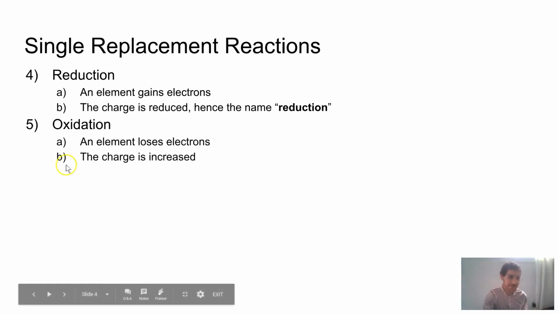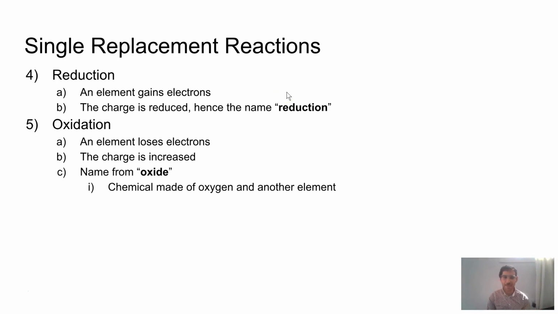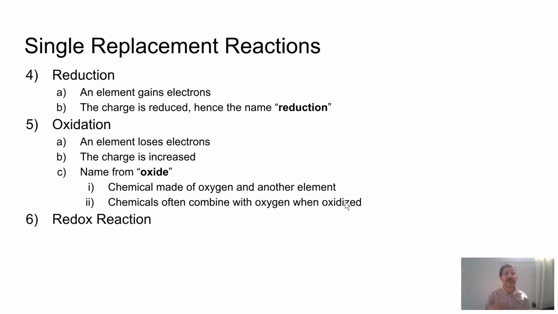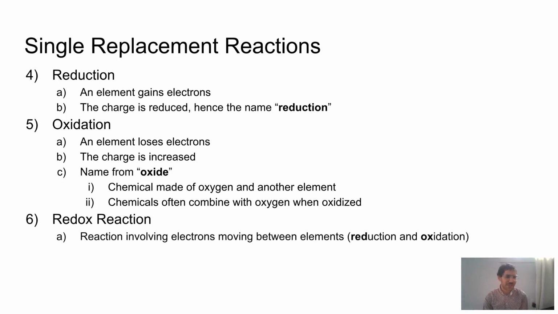Now, this name obviously isn't as clear as reduction, but that name comes from the oxide. And an oxide is a chemical that's made of oxygen and some other element. And when a chemical loses electrons, often it will combine with oxygen. So when it loses electrons, we might call that being oxidized. So a redox reaction, well, that's just a lazy way of saying a reduction and oxidation. So that's a reaction that involves electrons moving between elements.